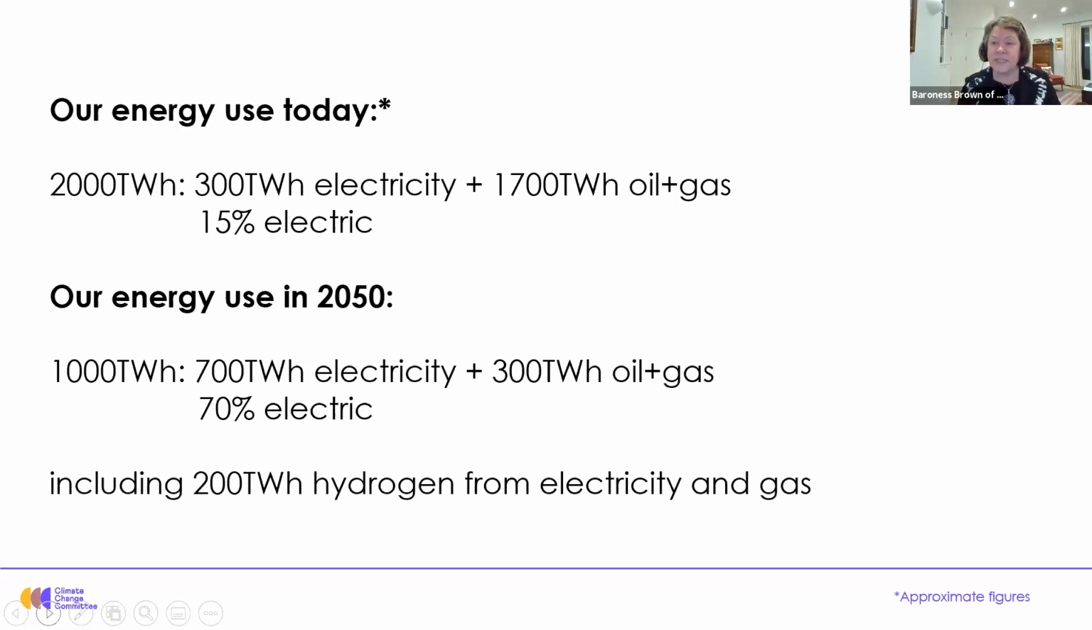By 2050, we'll be very much more efficient because, for example, an electric vehicle is almost 4 times more efficient in its use of energy than an internal combustion engine. So our energy use actually will drop in total, perhaps even halve to about 1,000 terawatt hours. But most of that will be electricity, and most of that will be renewable electricity. So we'll be something like 70% electric. Essentially, we'll be very much a kind of electric society.